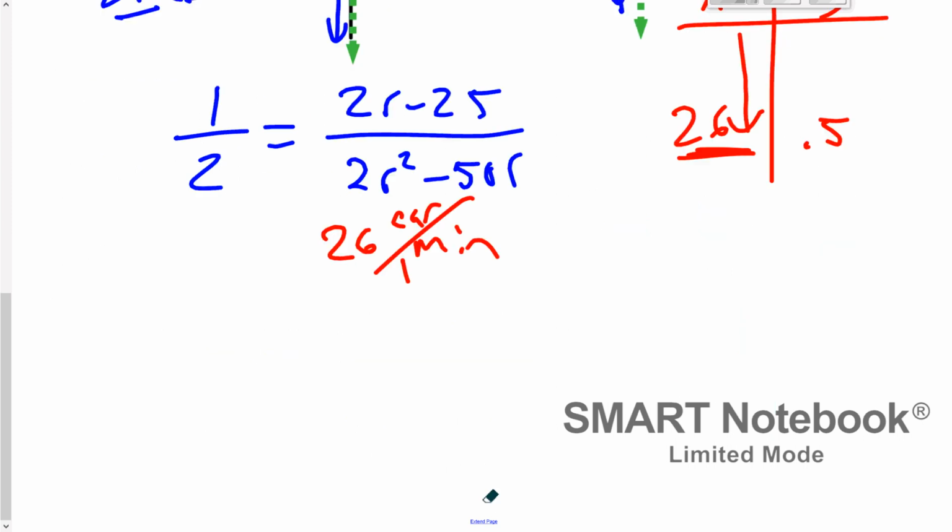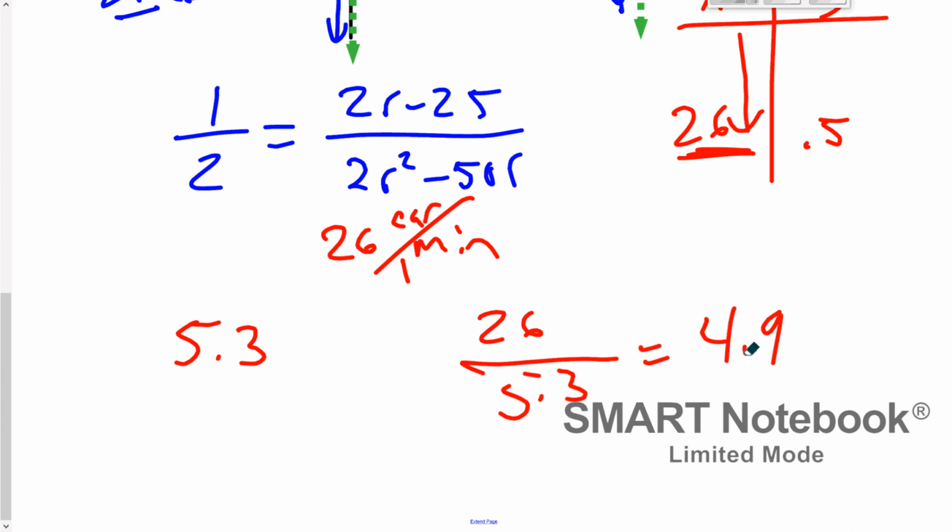Now the second part is asking, if one attendant can handle 5.3, how many attendants is it going to take to maintain that 30-second rate? So I can just take 26 and divide it by 5.3, and we get 4.9-ish, something right there. So it's going to take about 5 attendants to maintain that 30-second time in line, I guess. So there's that problem for you.